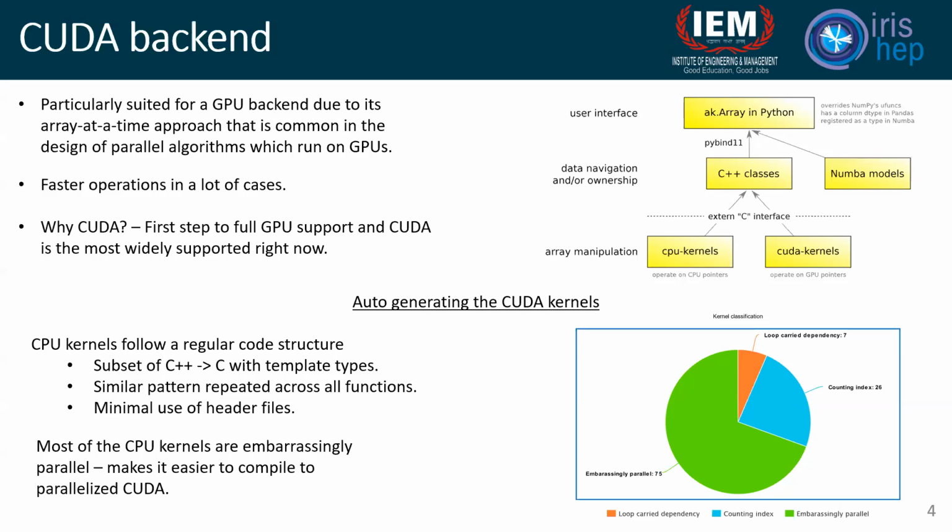And also we don't really use too many header files, so we don't have to go and parse the header files that are imported in the C++ file. And also, one of the main reasons we can automatically generate the CUDA kernels is almost 75% of the kernels that are present in the library are embarrassingly parallel.